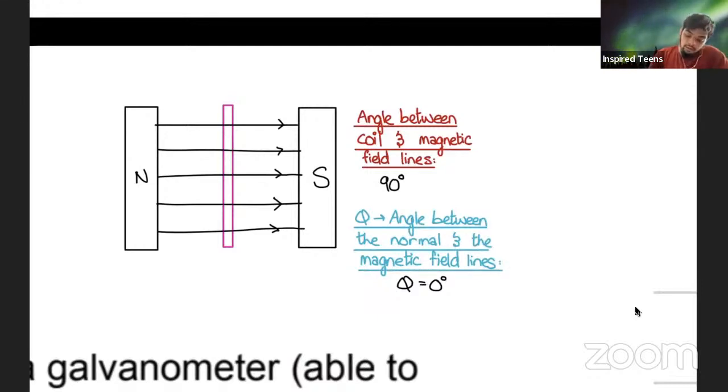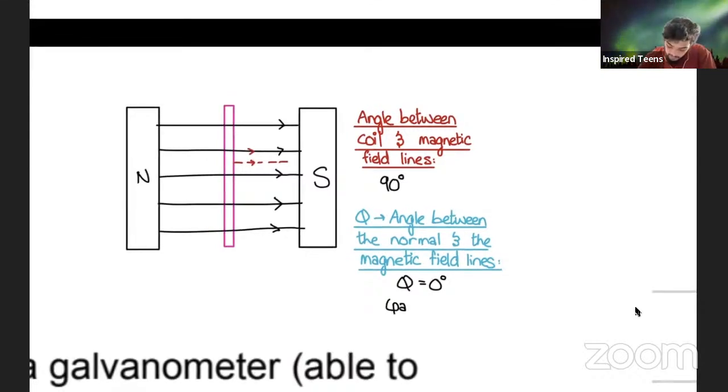So if we have to consider our normal, remember our normal is now in that direction. So now we can see that the normal and the magnetic field lines are parallel. In that case, I'm just going to write here parallel. The angle is 0 because they're parallel. So the angle between the magnetic field lines and the normal is 0. I'm just going to put here normal.